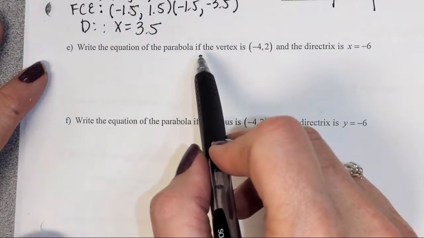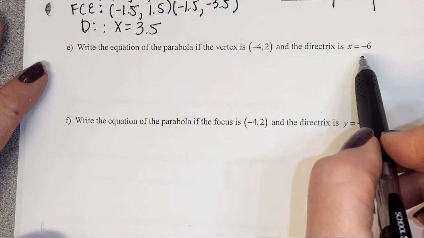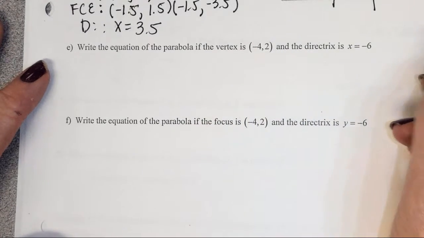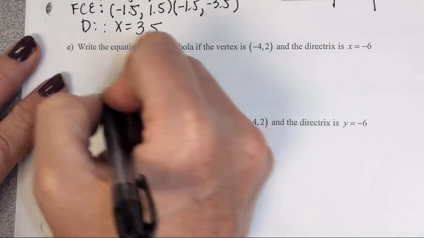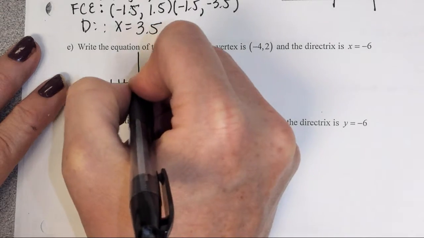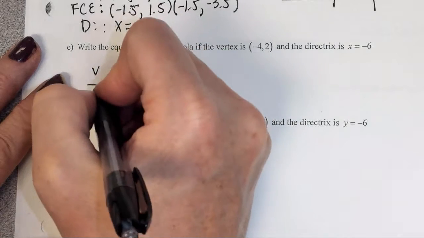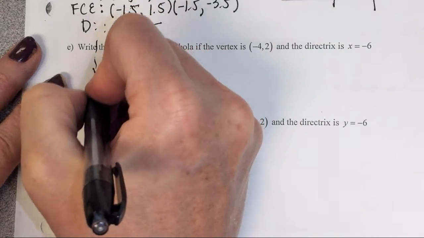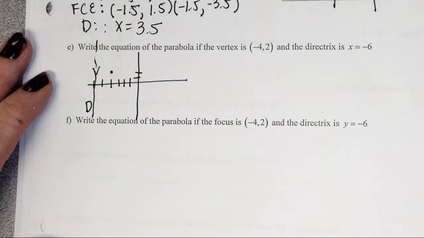Write the equation of a parabola if the vertex is -4, 2, and the directrix is x equals -6. A lot of us are visual. I think it might be helpful to go ahead and draw just a little sketch of this. -4, 2 is our vertex. X equals -6 is our directrix. I know the vertex, I know the directrix.